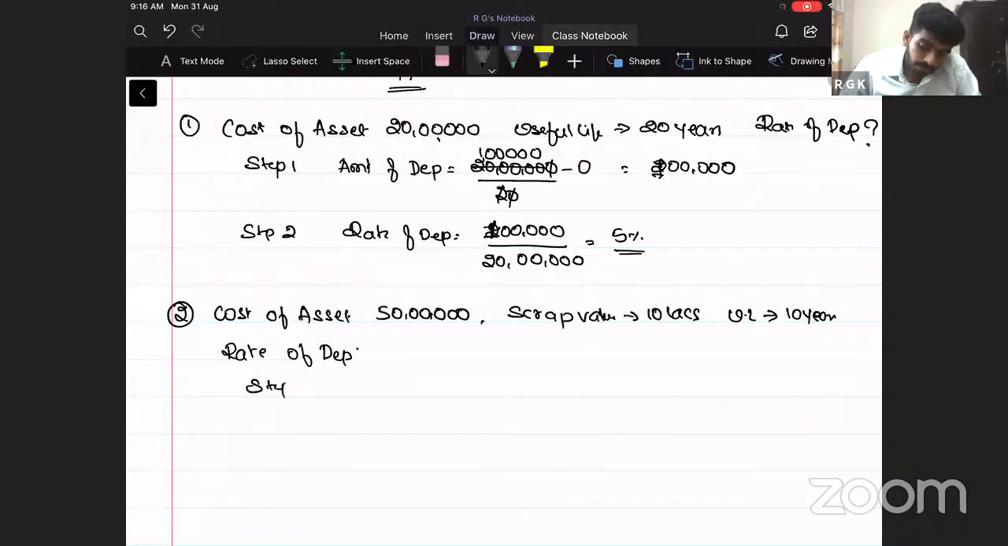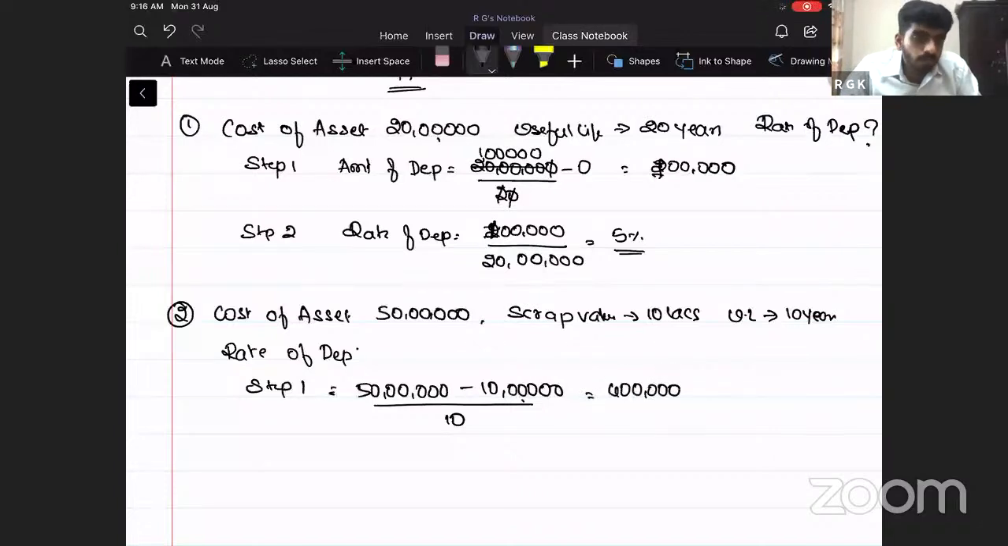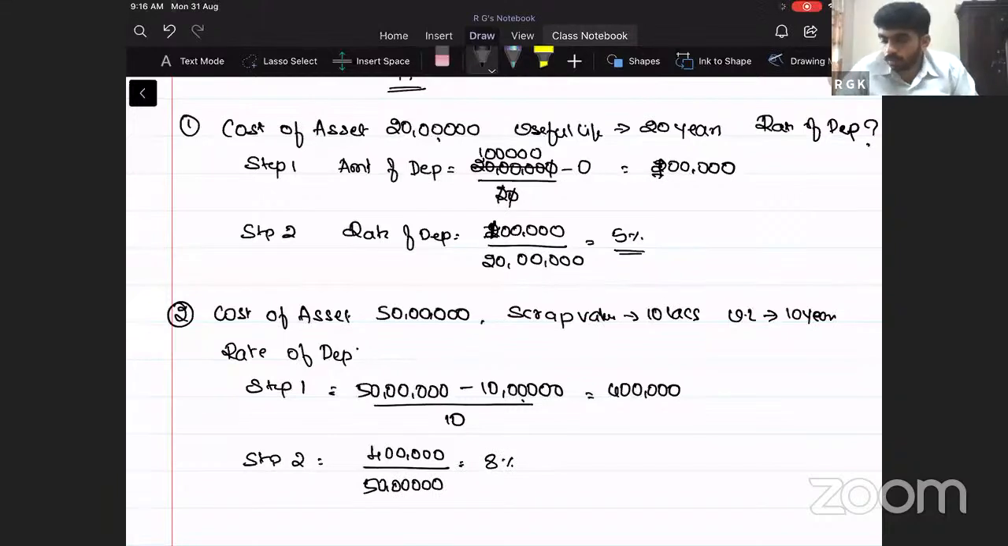Step 1. I'll not write the formula again. 50 lakhs, now there is 10 lakh scrap value, so we'll deduct it, divided by 10 years. So 40 lakhs divided by 10, that is 4 lakh is the amount of depreciation. Am I correct? Yes. Next one, step 2. 4 lakhs divided by 50 lakhs. How much is it? 8%. Is it right?